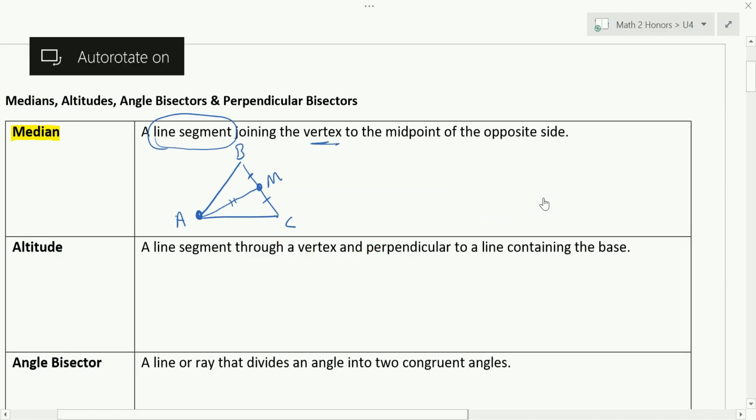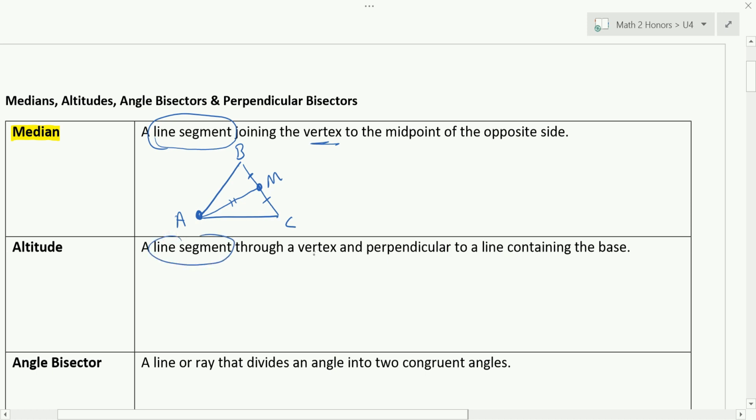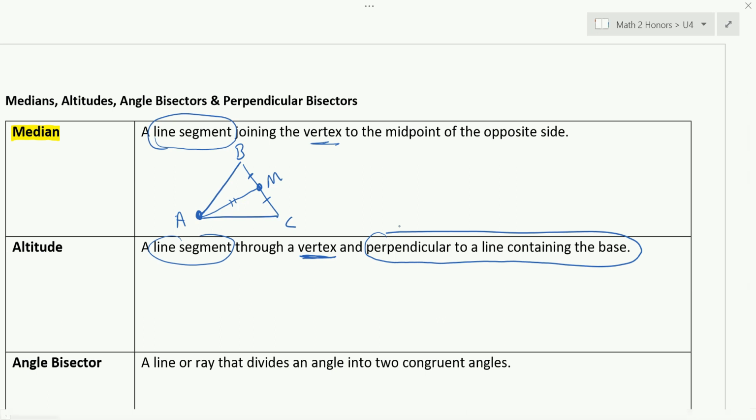Next one I want to look at is an altitude. So an altitude is a line segment as well. And one of the endpoints has to be at a vertex. But the other endpoint in this case does not have to be at a midpoint. The other point has to be on a line containing the base, and the segment has to be perpendicular to that line containing the base. And that's a little confusing maybe.